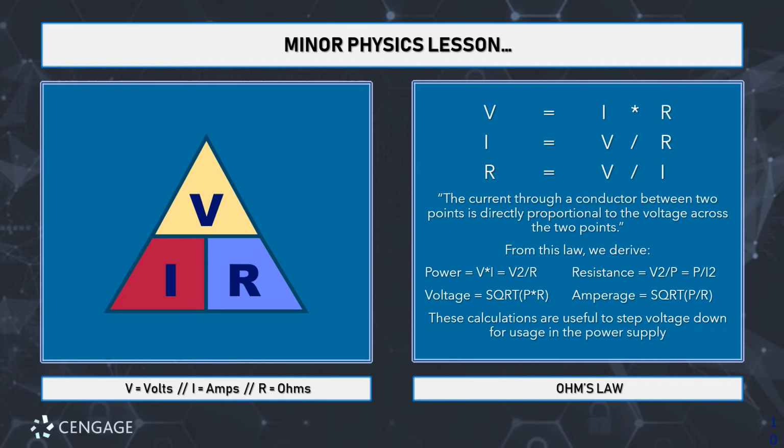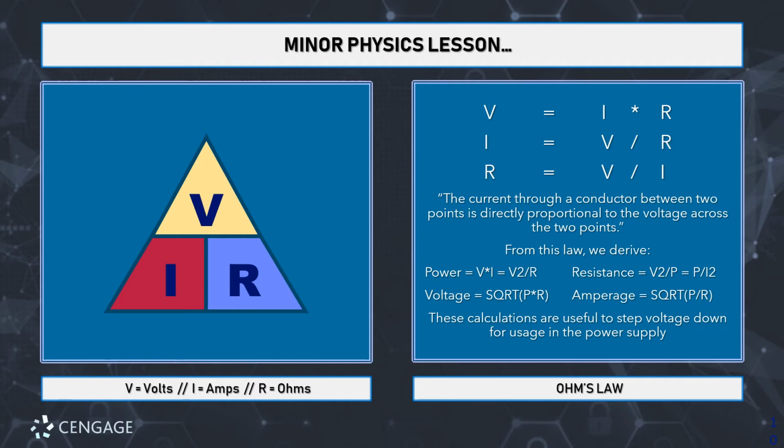From this law, we derive a couple of things. If V is equal to I times R, then I is equal to V over R, and R is equal to V over I. There's a commutative property that we use from algebra. Power is equal to V times I, which is equal to V squared over R.